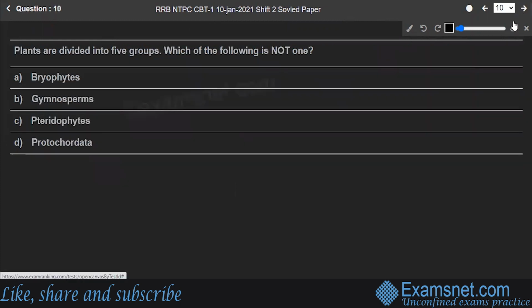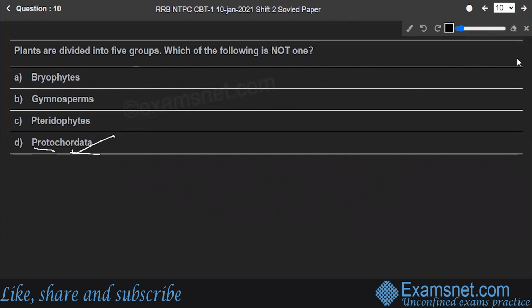Hope you got that. Next is question number 9. Plants are divided into 5 groups. Which of the following is not one? Let's look at the options. First one is bryophytes, then gymnosperms, pteridophytes, or protochordata. It is protochordata. This is not one of the groups in which plants are divided.